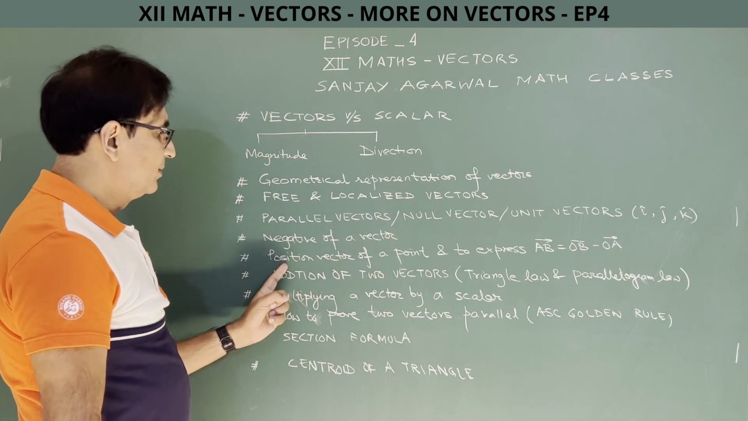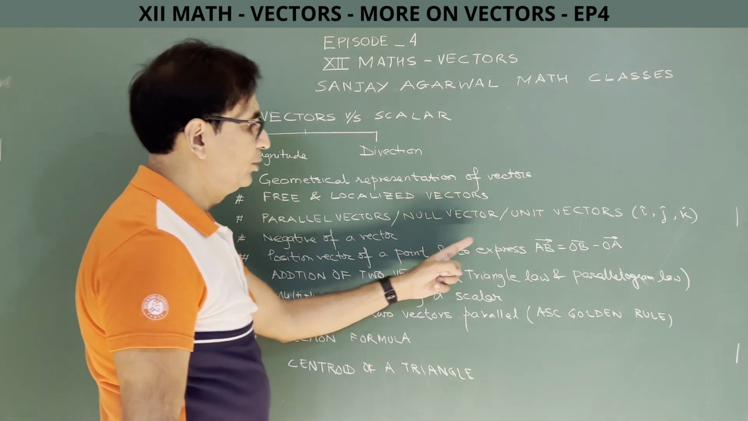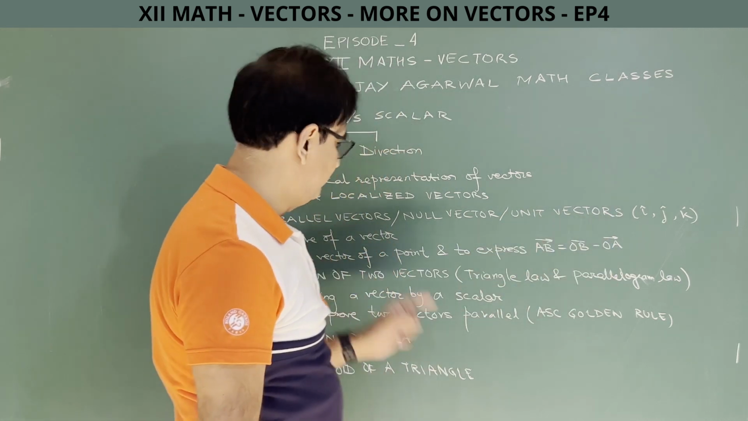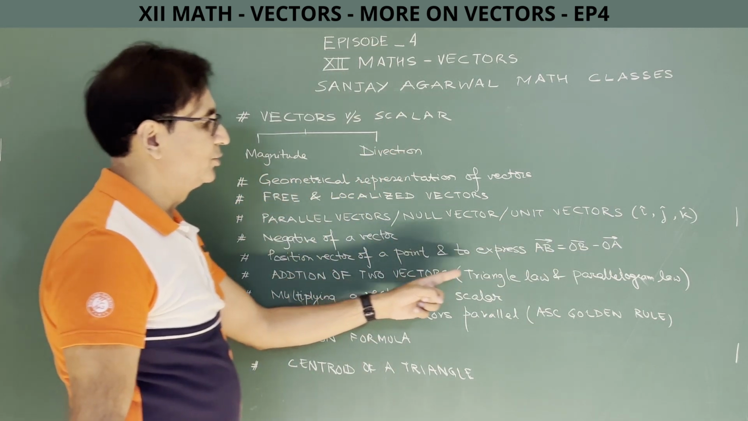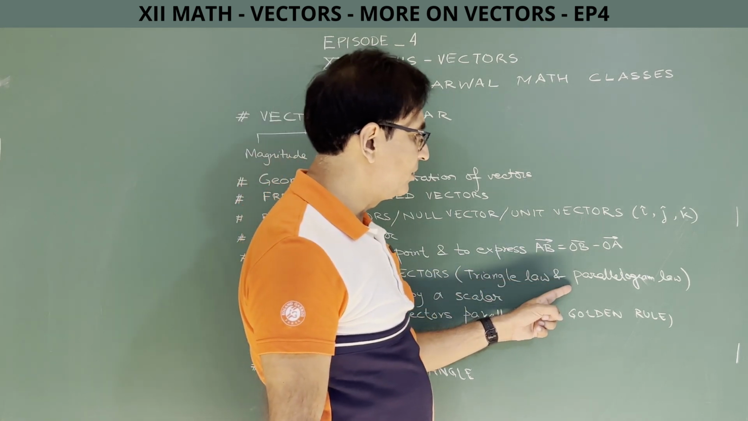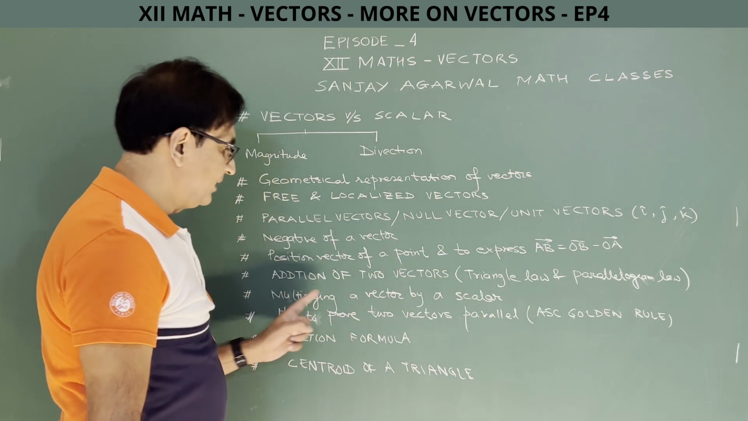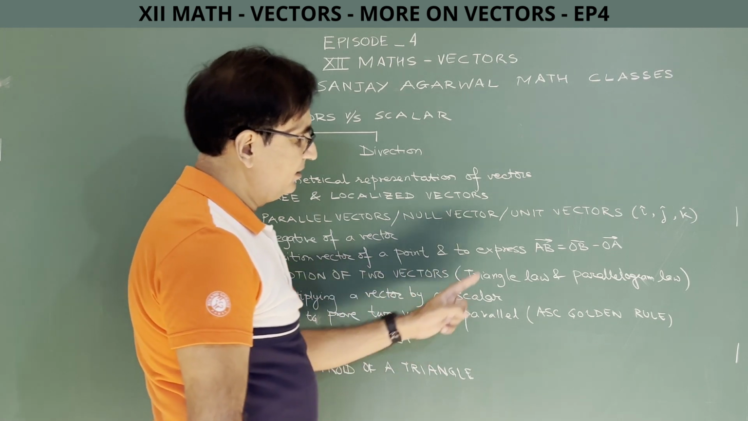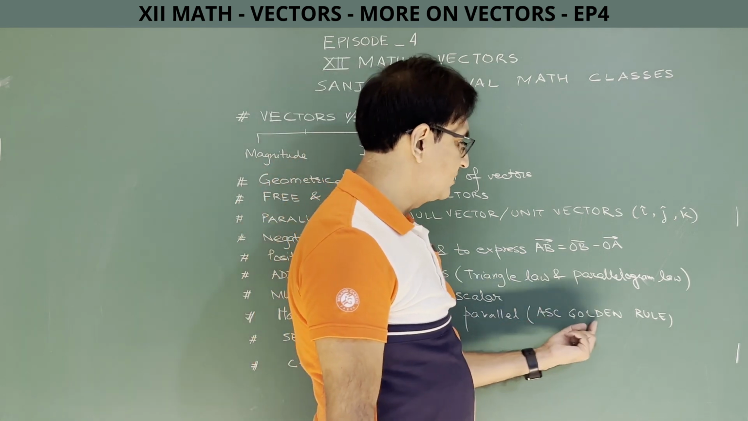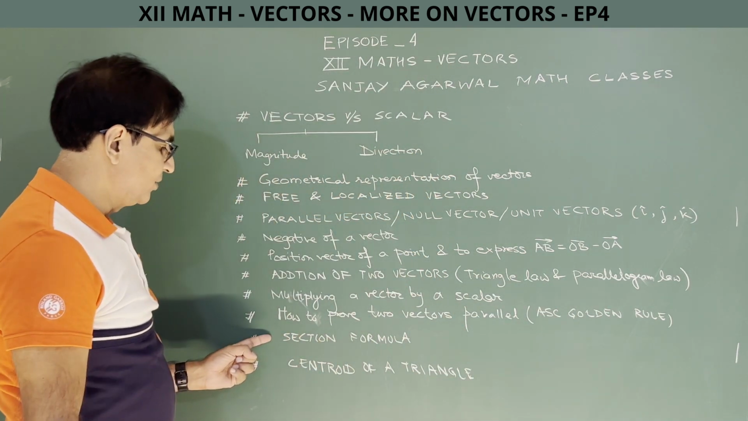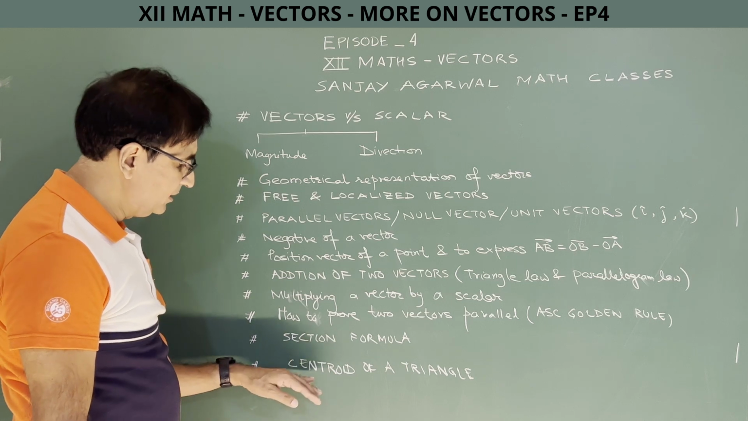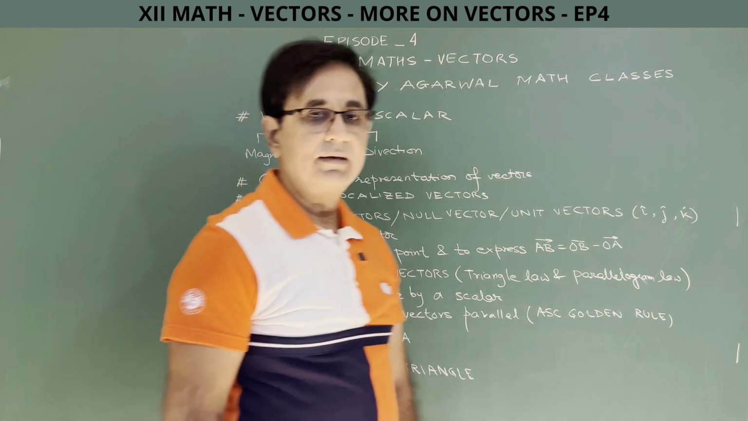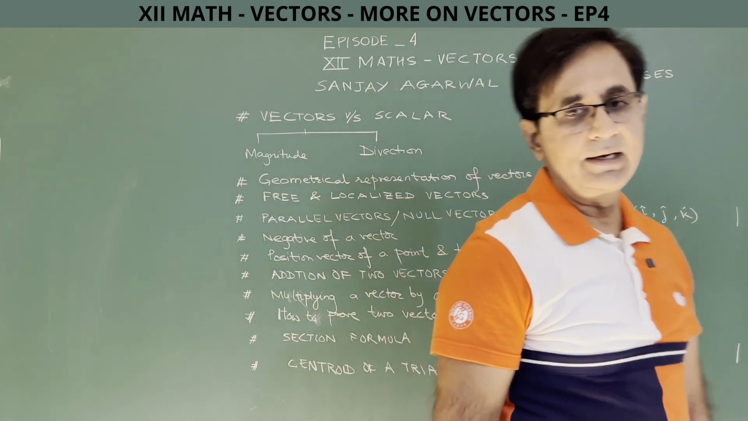Negative of a vector, position vector of a point, and to express vector AB as position vector of B minus position vector of A. Addition of 2 vectors using triangle law of addition and parallelogram law of addition. Multiplying a vector by a scalar. How to prove 2 vectors parallel? I made a rule, I named it as ASC golden rule. Then section formula and centroid of a triangle is what is left in the introduction portion. So now I'll start this lecture with centroid of a triangle.